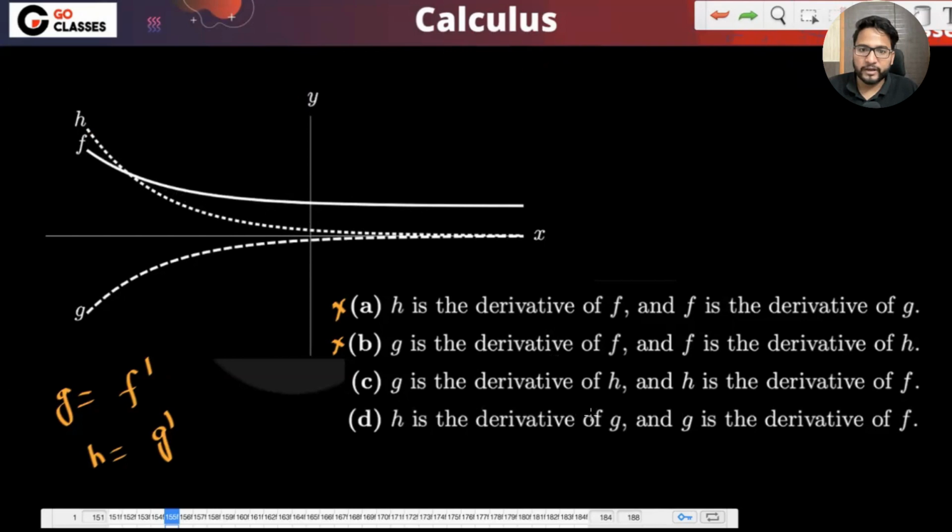G is a derivative of H. Okay, and H is a derivative of F? H is also not a derivative of F. These two can't be derivatives because both are decreasing, and if one is a derivative of another, then the other one should be negative. So that's why you can say C is also incorrect. Okay, so basically D is the correct answer.